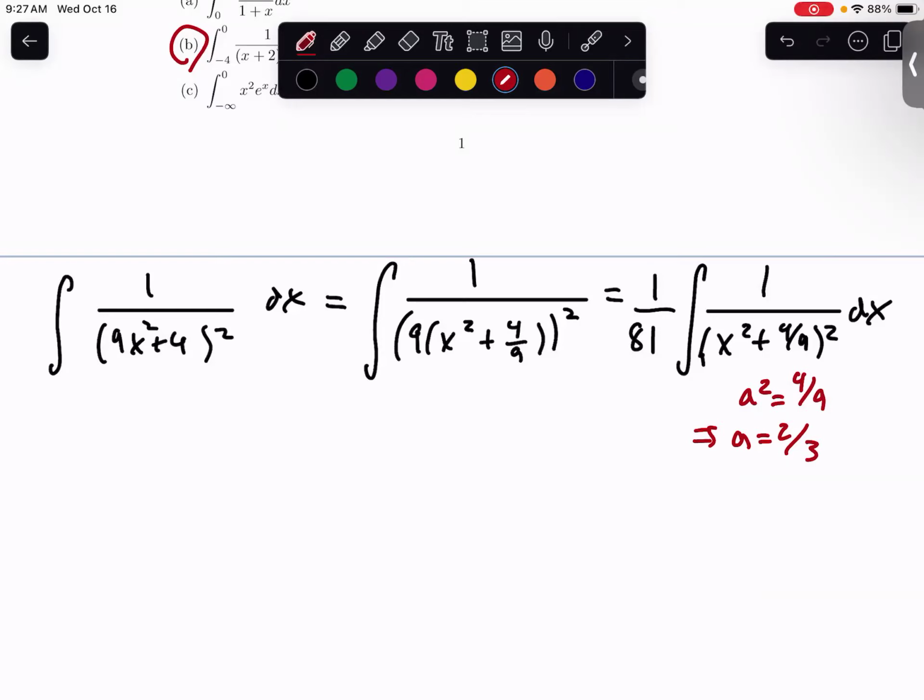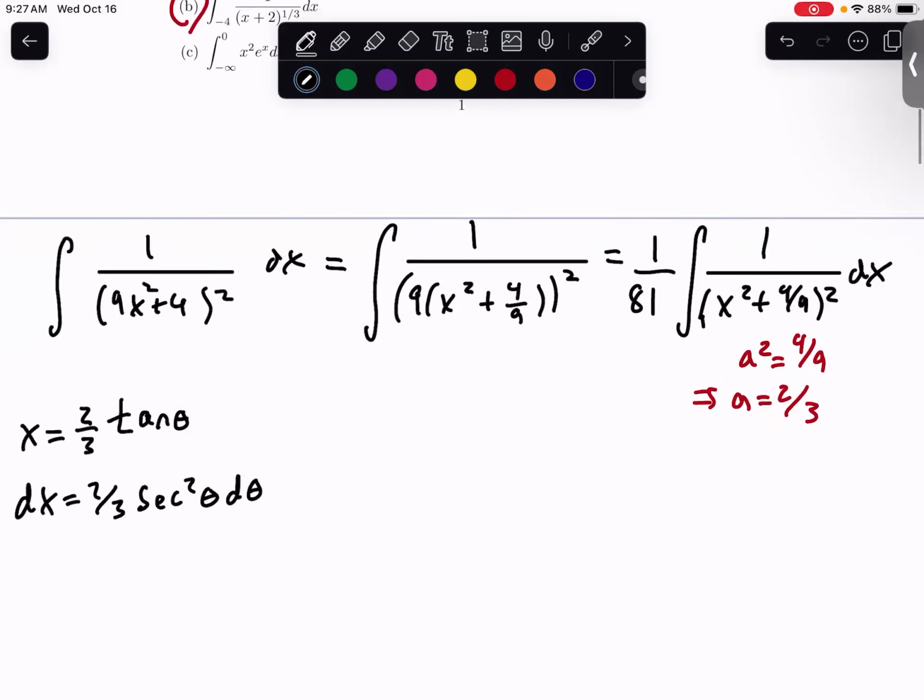And so once we know what a is equal to, we can determine that x is going to be equal to 2 over 3 times tangent theta. If you take the derivative, dx is going to be 2 over 3 times secant squared theta d theta. And then we just make a bunch of substitutions, right? So we know what x is equal to, we know what dx is equal to. And so now we just plug in a bunch of things. I'm going to separate this out. This is what x is equal to. This is what dx is equal to.